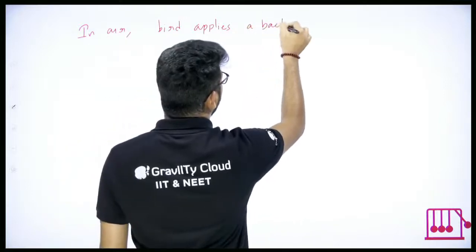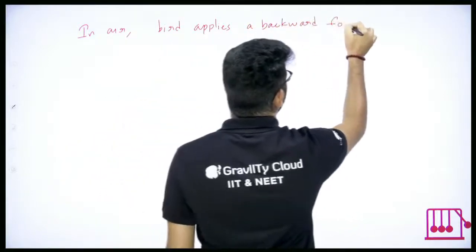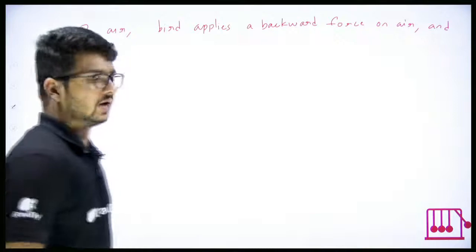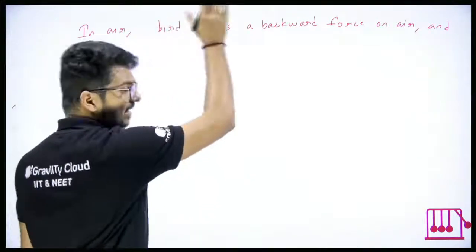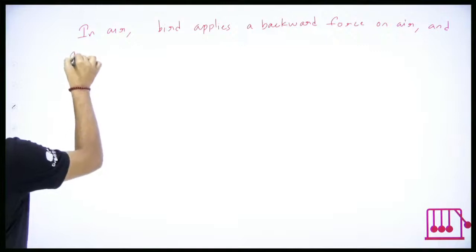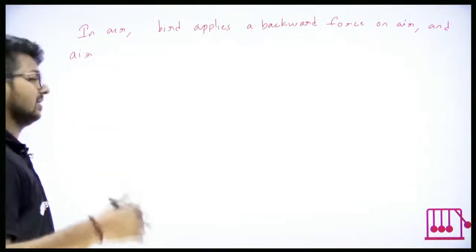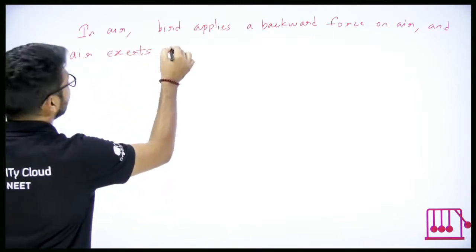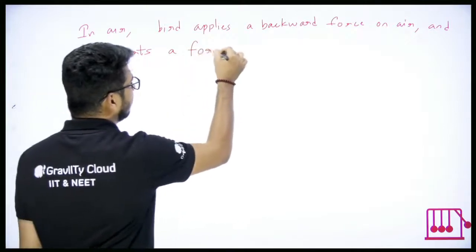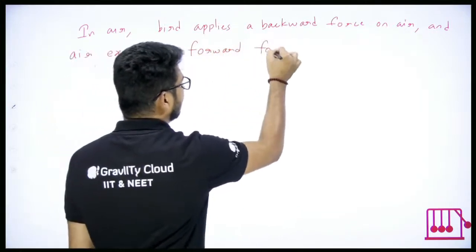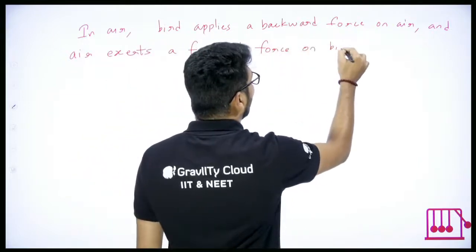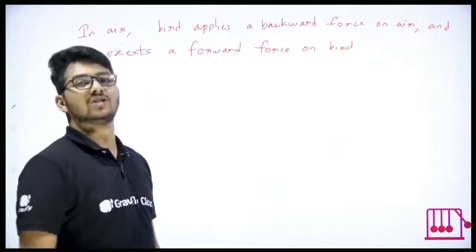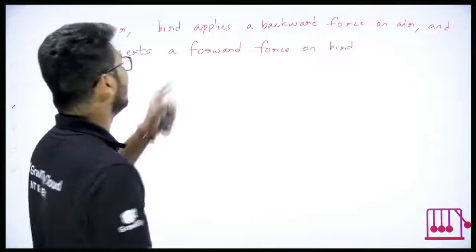Bird applies a backward force on air, and then air, according to Newton's third law, if bird is applying a force on air, then what happens? Air will also apply an equal and opposite force on the bird. Opposite of backward is forward, so it applies a forward force on the bird, and that is the reason why bird goes forward. Who pushes it forward? Air pushes it forward.